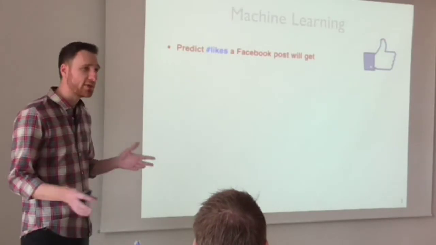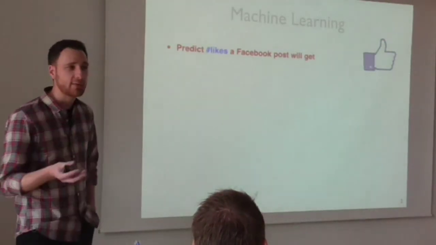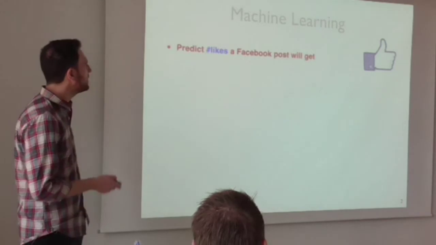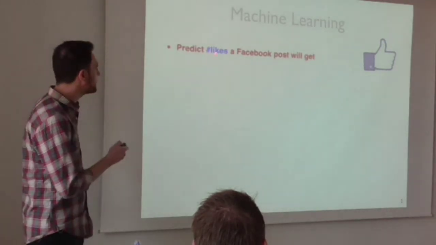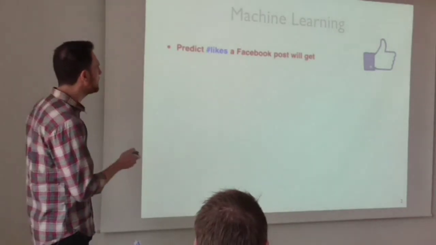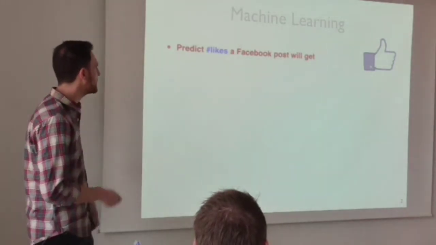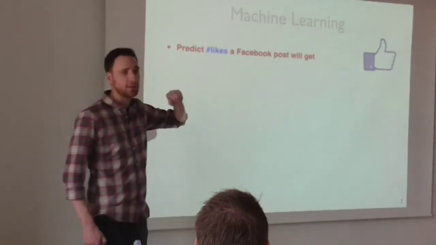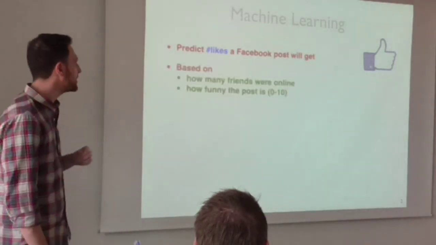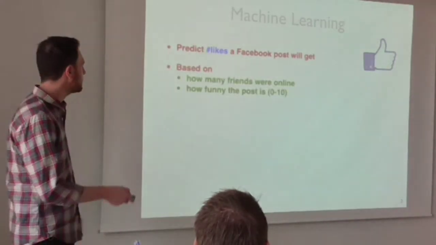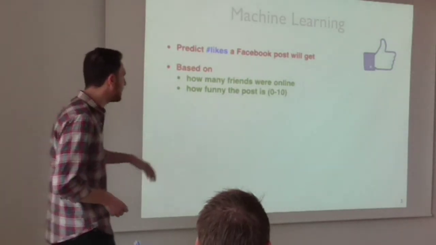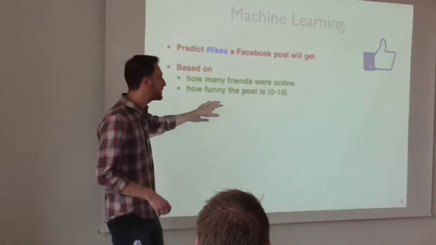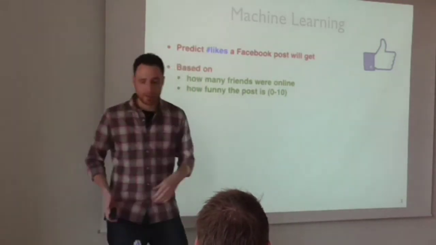Right? So just a very quick review. Everything here should be kind of obvious to everyone, I think. A classic problem that we have in machine learning is to predict a number, right? So imagine that you work for Facebook and you want to predict how many likes a given post is going to get. And you're going to try to predict that based on two variables: how many friends were online at the time when you made the post, and how funny you think the post is. And this is a number from 0 to 10, you just pick a number, right?